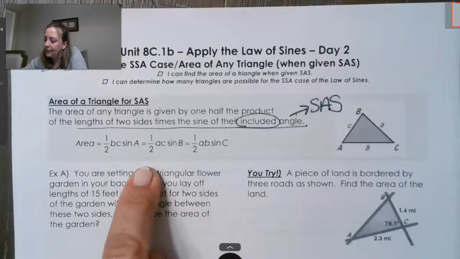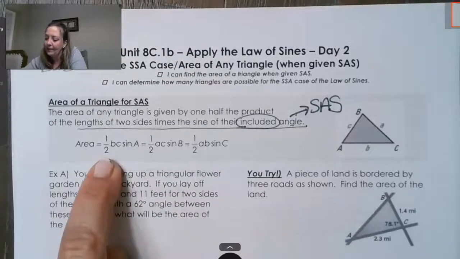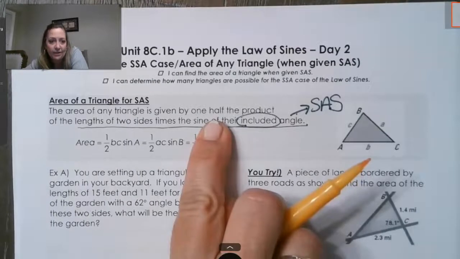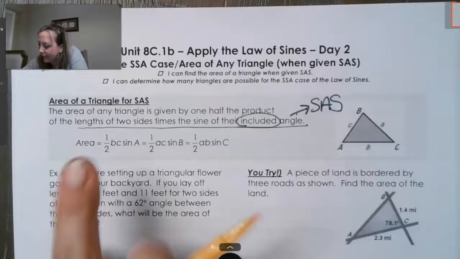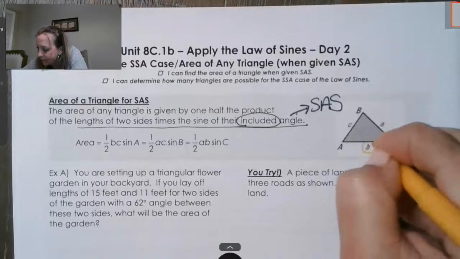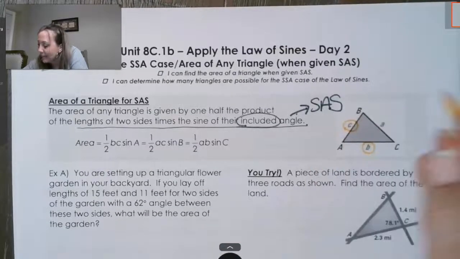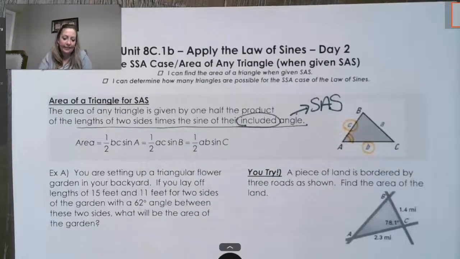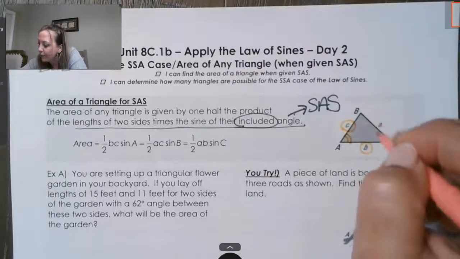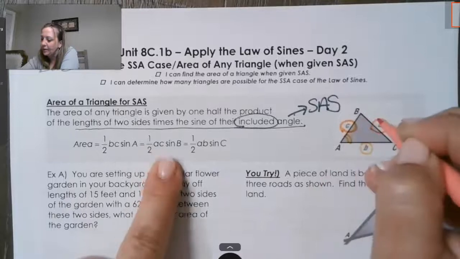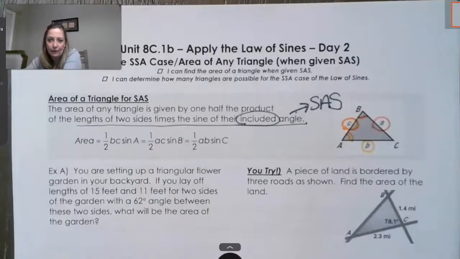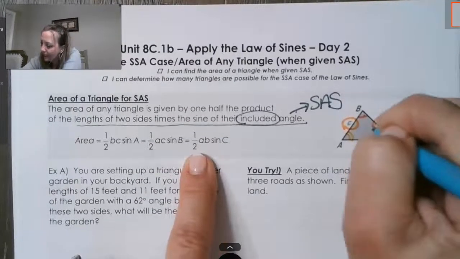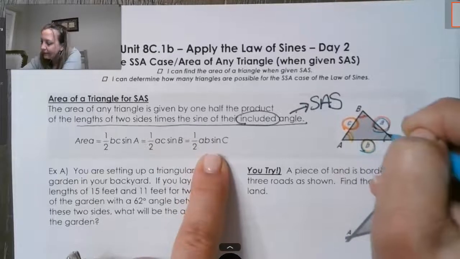So if we look at this, we're going to take 1/2, because it's always 1/2 the product, of B times C. So let's just look at what those are. We have B times C times the sine of angle A. Do you see how angle A is between B and C? You could also do the same thing here. If we looked at A and C, notice that angle B is between those. And if we looked at A and B, C is between those.